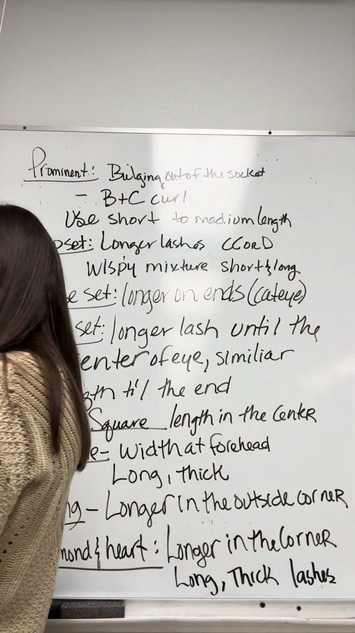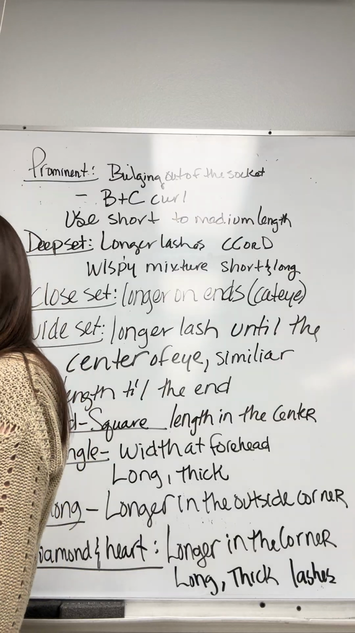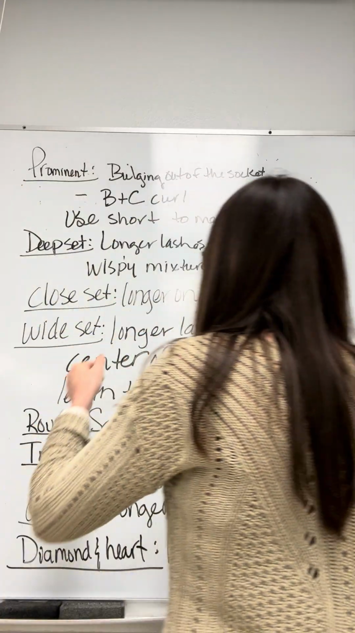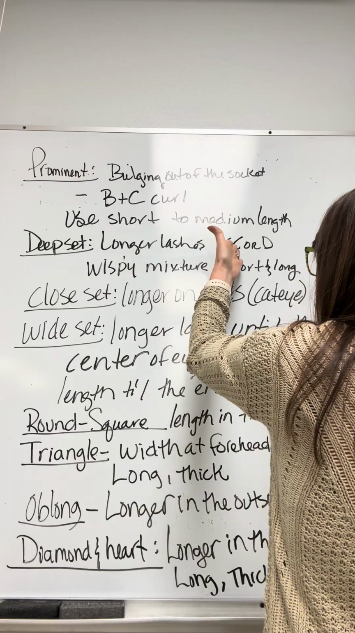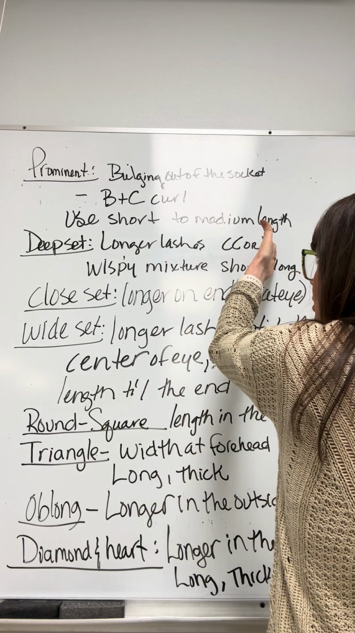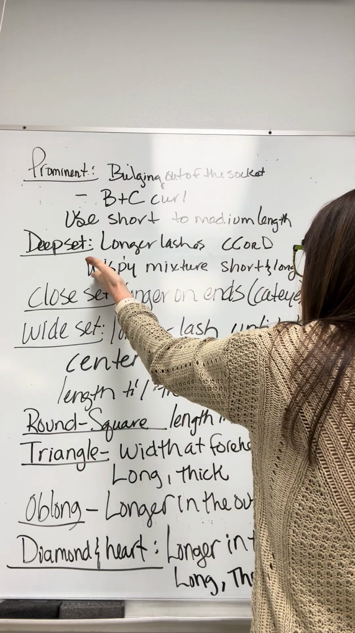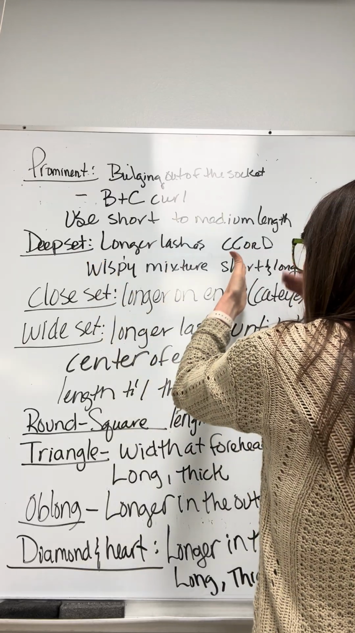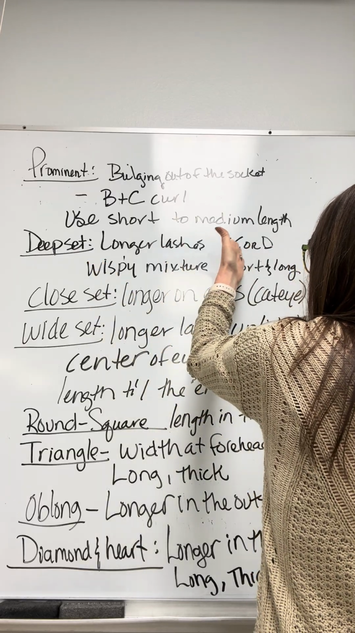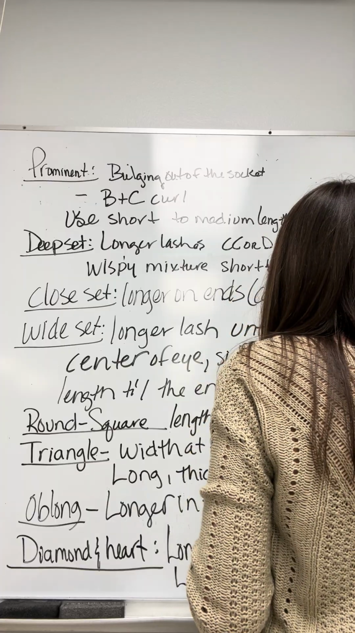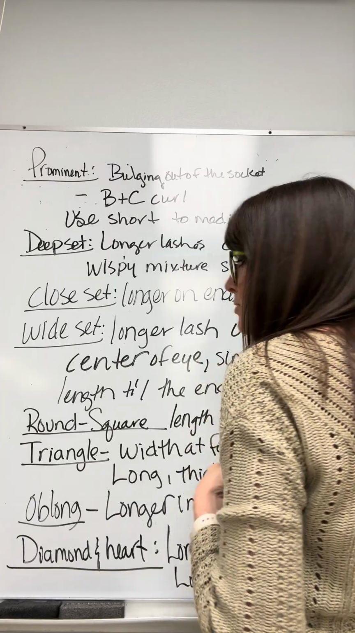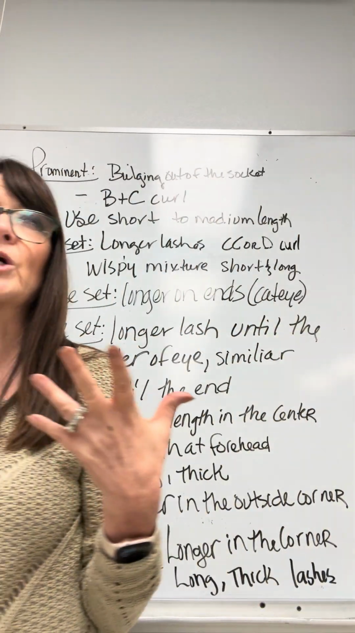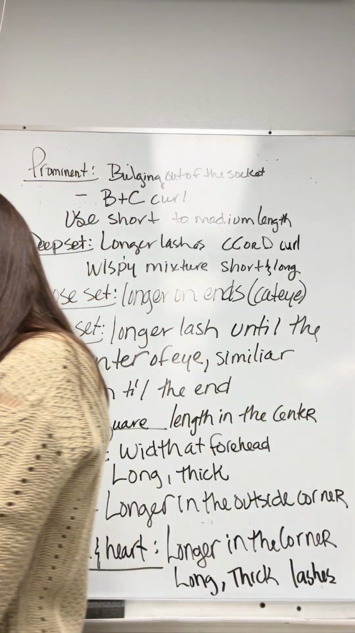Okay, so if the question is, how would you apply lashes to someone with deep set eyes? You would say, I would use a wispy mixture of short and long, and I would have a CC to a D curl. Because those are the kind of questions that it asks you on this work packet. That's why we're going through all this.